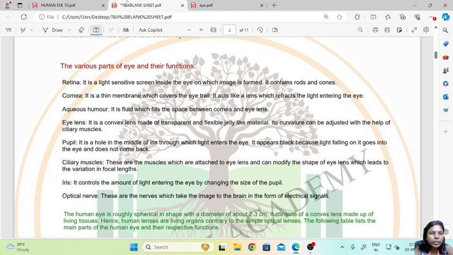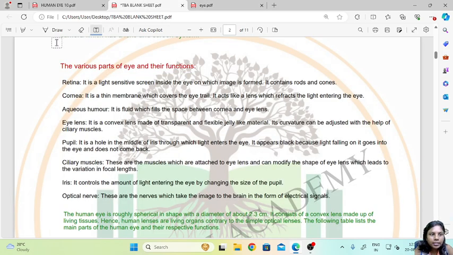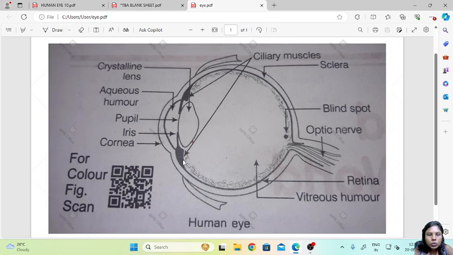First we have the retina. The retina is here at the back of the eye. This lining that you can see is the retina. The retina is a light sensitive screen inside the eye on which images form. It contains rods and cones. On this screen, which is over here, the image is formed inside the eye. This whole thing is the retina, and on this itself the image is formed.